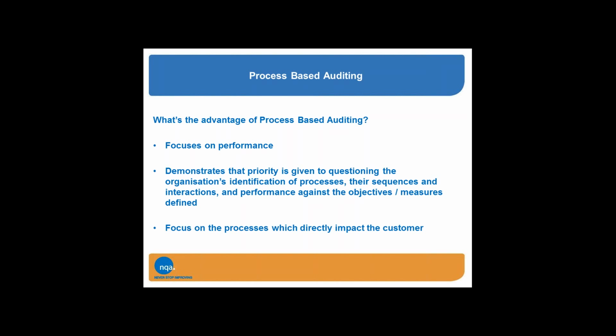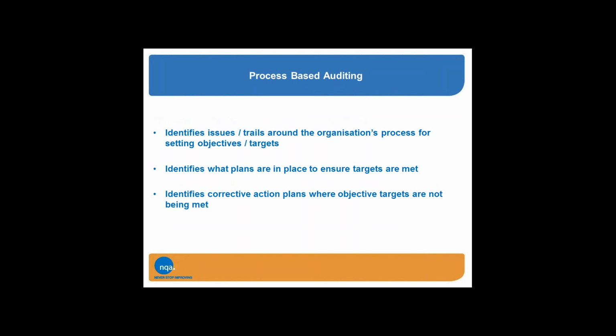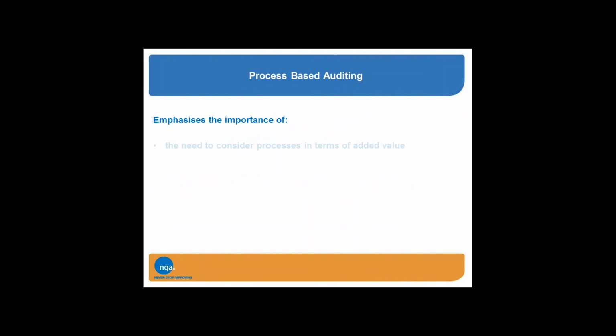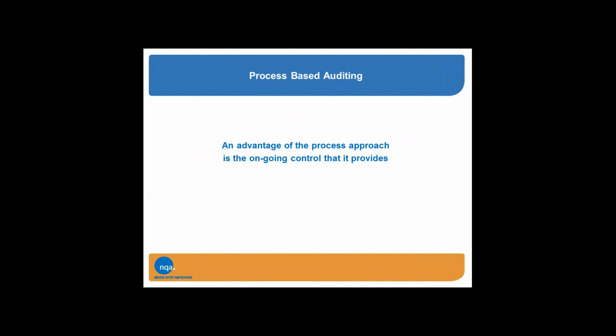And it focuses on the processes which directly impact the customer. It identifies issues and trails around the organisation's process for setting objectives and targets. It identifies what plans are in place to ensure targets are met. And it also identifies corrective action plans where objective targets are not being met. It also emphasises the importance of the need to consider processes in terms of added value, obtaining results of process performance, and the continual improvement of processes based on objective measurement. And a key advantage of the process approach is the ongoing control that it provides.